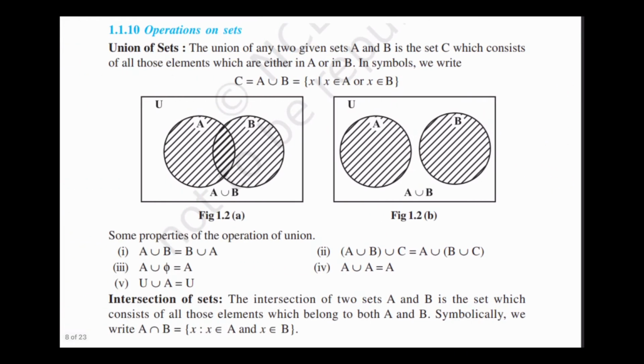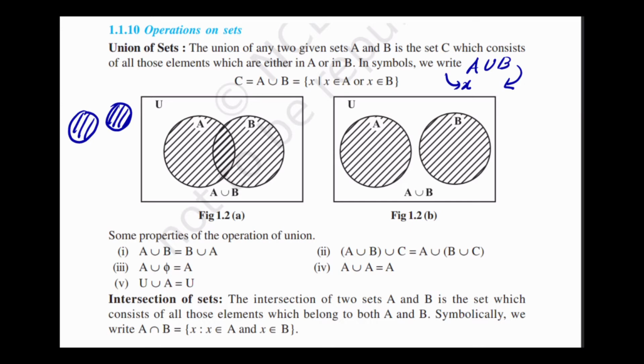Now we'll define a few things. We'll learn about the union of sets. What do you mean by union? Union basically means addition. So basically, if I'm doing the union of two things, it means it will contain the things of A and the things of B. So when we do this, this is A, this is B, union means it will contain both of them.